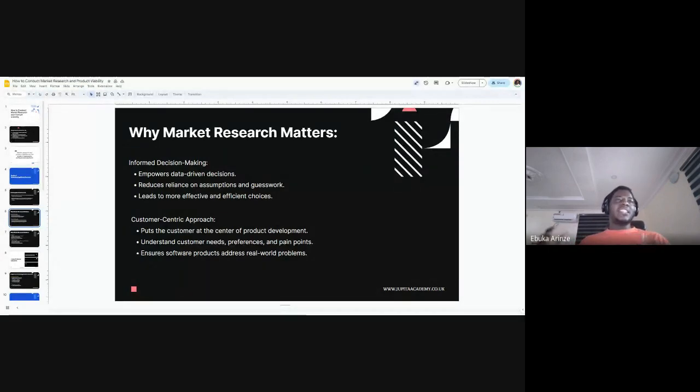Then the second main thing that makes market research matter is customer-centric approach. The reality is that every customer that exists is being targeted by a lot of things. People want to sell things to them, and they know they have that problem. So you have to understand that putting your customer at the center of your product development is important, because that way you are able to attract them more and solve the problems for them.